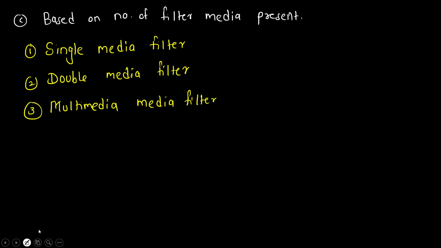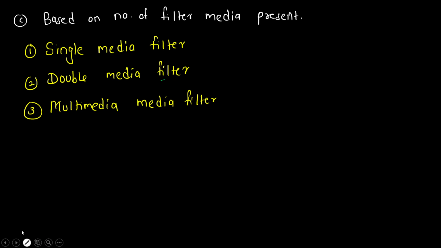I hope you are getting it. If the filter media is only one, then it is called a single media filter. So this is filter media 1. If there are two filter media, then it is called a double media filter. If more than two are present, let's say three are present, then this will be called a multimedia filter.